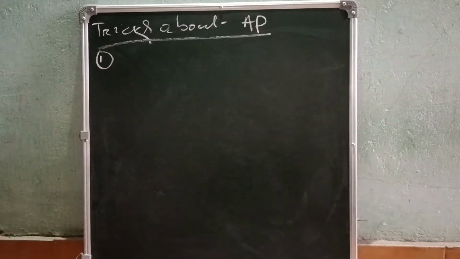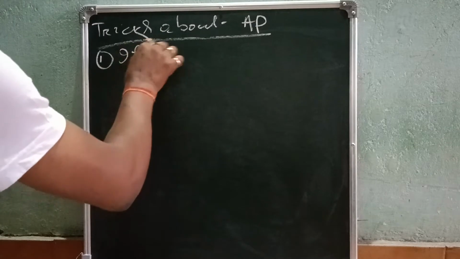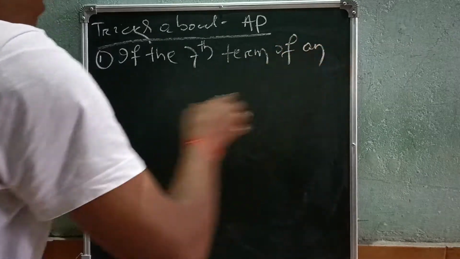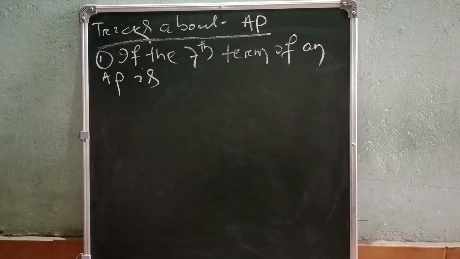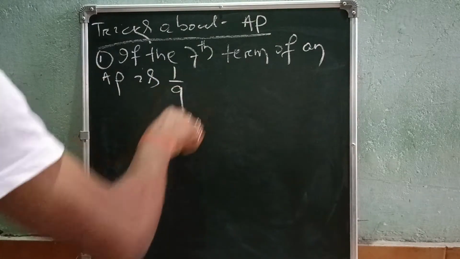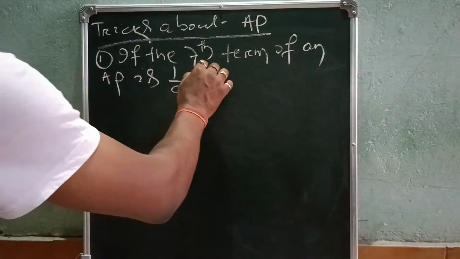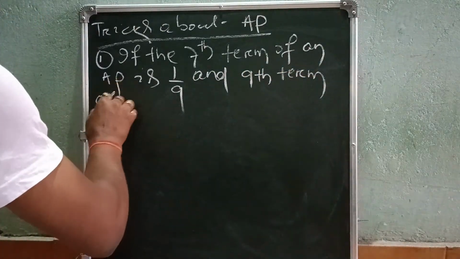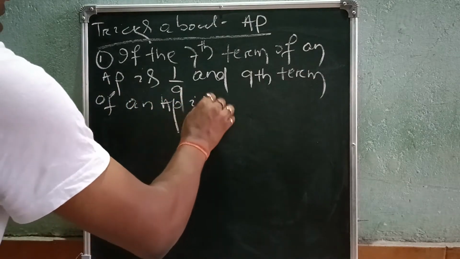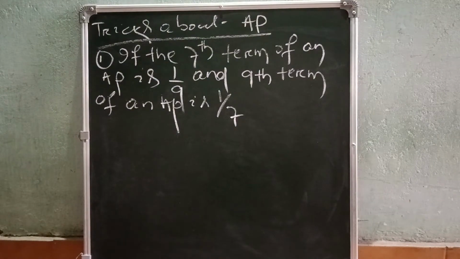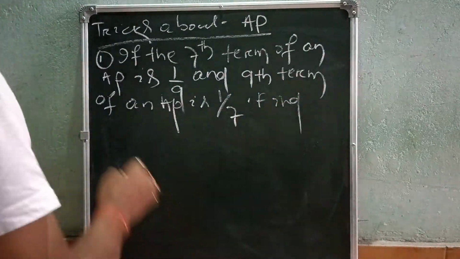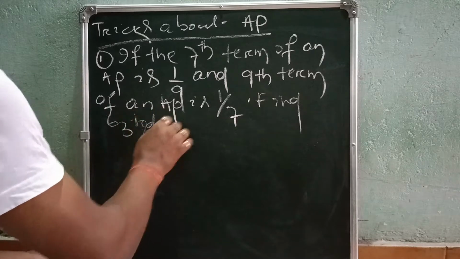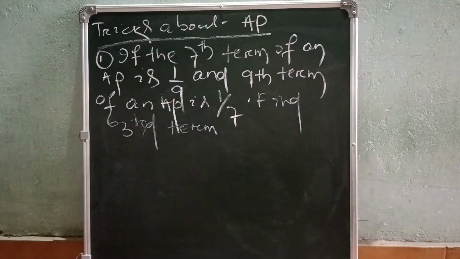Question number 1. If the seventh term of an AP is 1 by 9, the seventh term is given, and the ninth term of an AP is 1 by 7, the question asks you to find the 63rd term. Clear? This is your question.